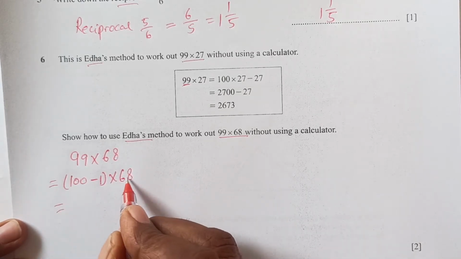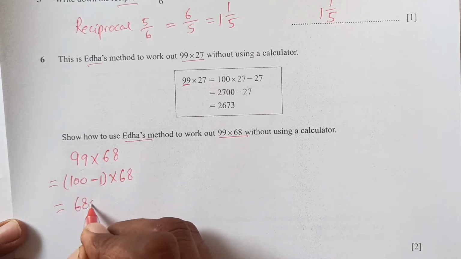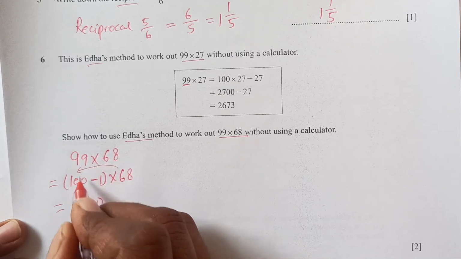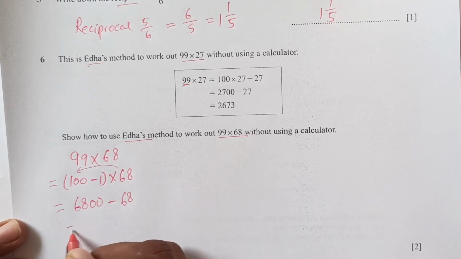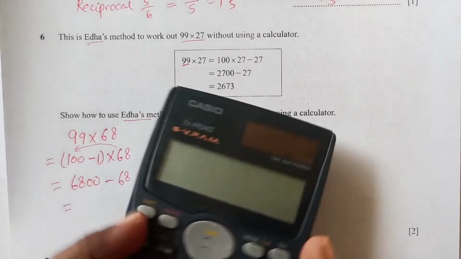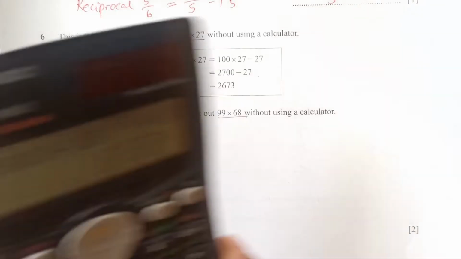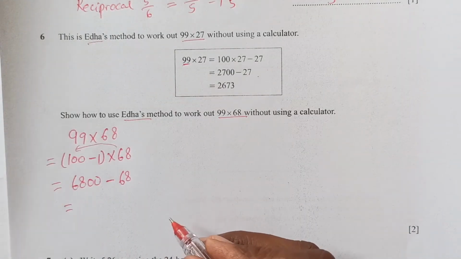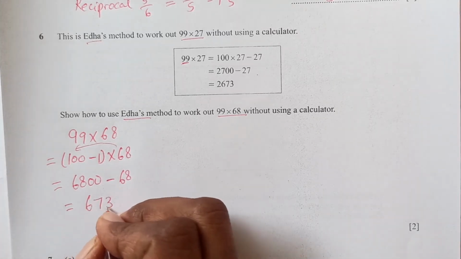So now you open the bracket. 68 times 100, that is 6,800, minus 68 times 1 is 68. Then you subtract this. 6,800 minus 68, this is 6,732.